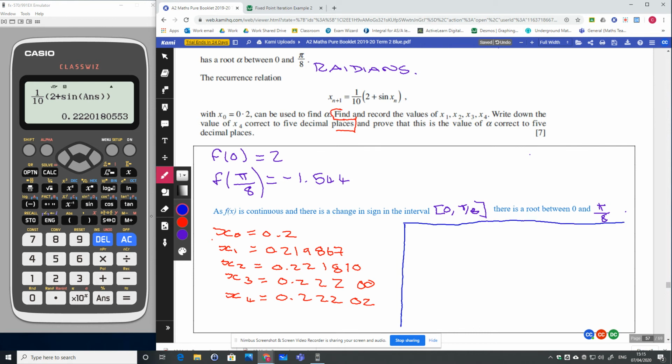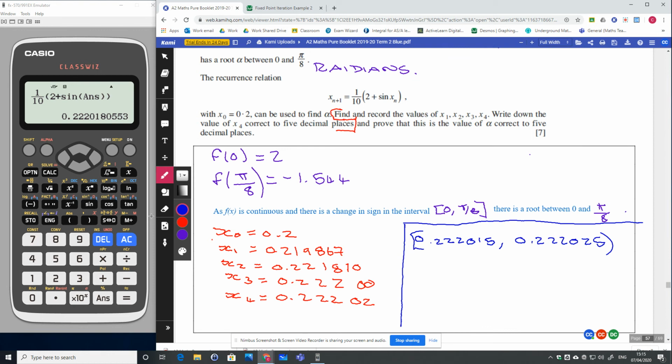So I'm going to set up an interval. So what we've done here is we started off with the interval between 0 and pi over 8, and we've cut it down so that we've got 1, 2, 3, 4, 5 decimal places. So this needs to have 6. So it's 0.2220, and I'm going down to 1.5 as the lower bound, and then my upper bound would be 2.5.